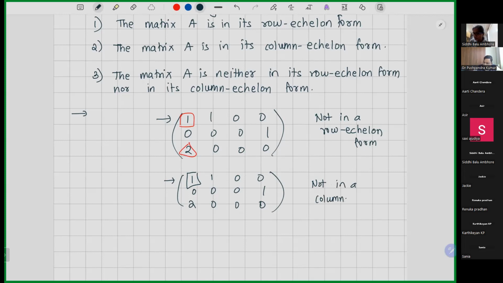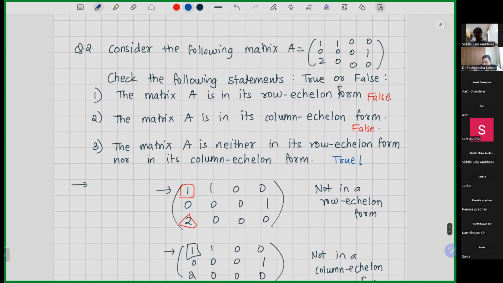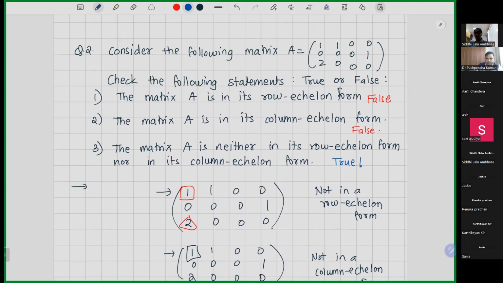Is there any doubt here? Others also, if you have any doubt, please write it in the chat or ask. So we saw that this matrix is not in its row echelon form, not in its column echelon form. That's why this final statement, which says that matrix A is neither in its row echelon form nor column echelon form, is true.